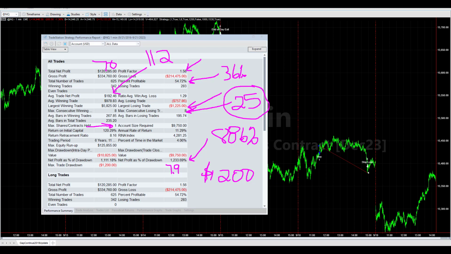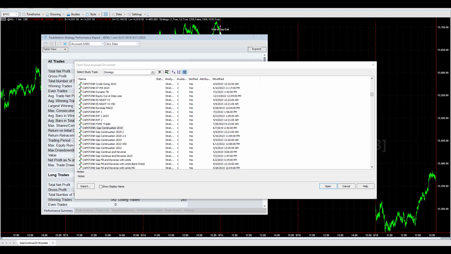One more thing I want to show you is how to change the EasyLanguage file name. You get the open code for this setup on the members area, and that's one of the offers I make. So in gap continuation 2019, you see that colon right there, and I had crashes. When TradeStation 9.5 was released, I stayed in 9.1 because I had crashes and I couldn't figure out why. I figured it out around 2021 or 2022.